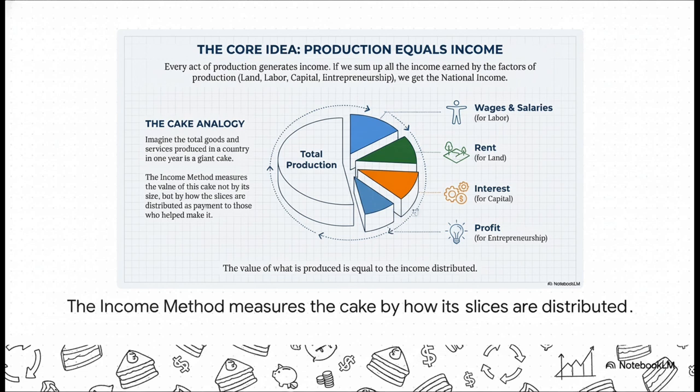The people who did the work get wages. The owners of the land get rent. The people who lent the money get interest. And the entrepreneurs who took the risk, they get the profit. And here's the kicker. The value of all those slices has to, and I mean has to, add up to the value of the entire cake.